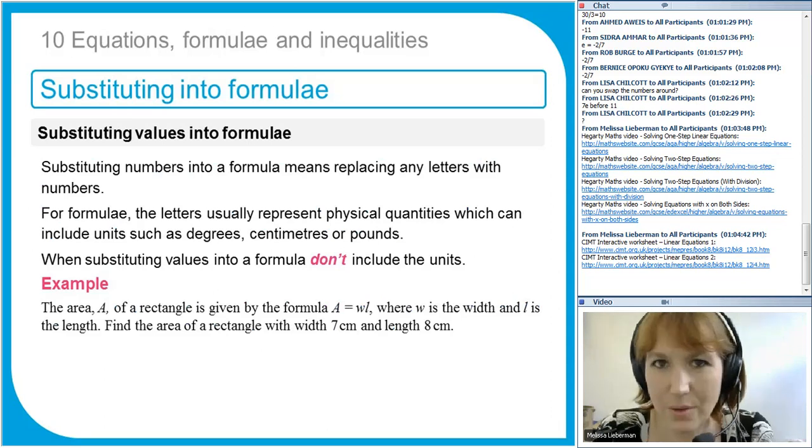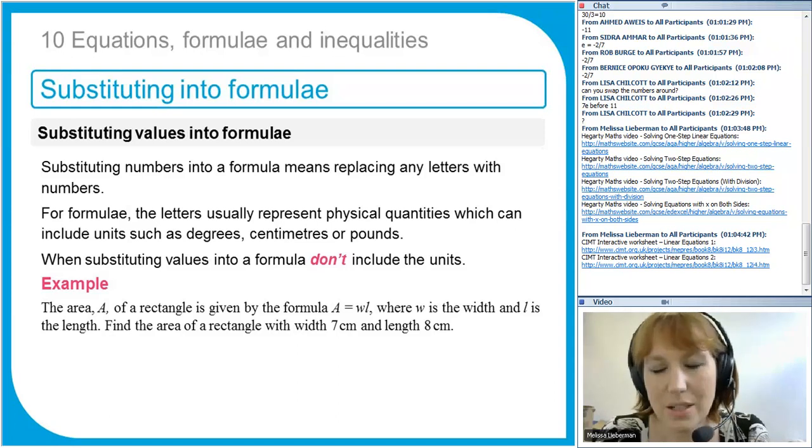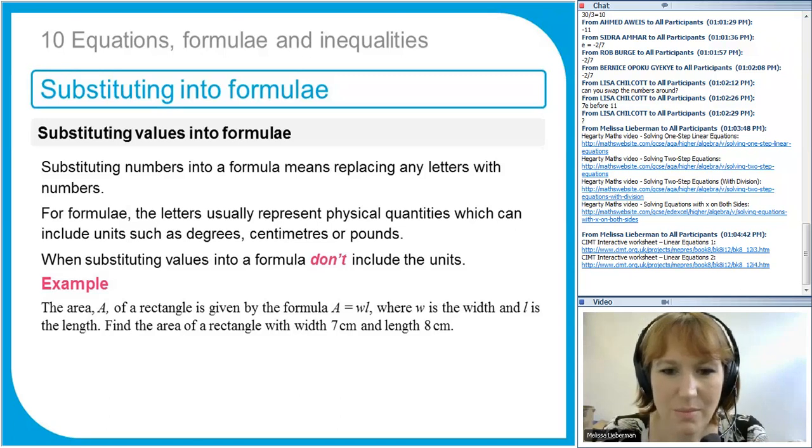The area of a rectangle is given by the formula A equals WL, where W is the width and L is the length. Now normally the letters will tell you what they stand for, that W stands for width, L stands for length, but not always. It just depends. So sometimes they don't stand for anything. Find the area of a rectangle with width of 7 and length of 8.